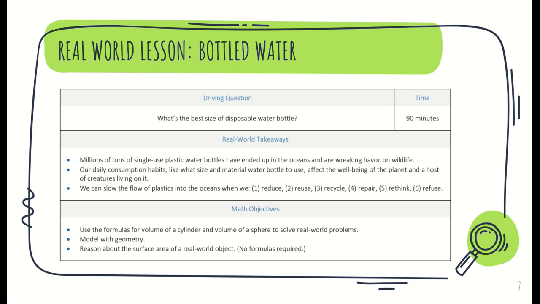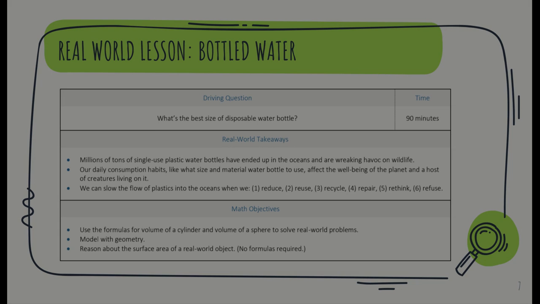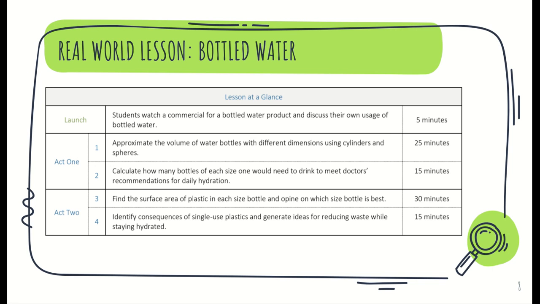We have a second lesson, Bottled Water, and scholars will figure out what's the best size of disposable water bottle. In this lesson, scholars will learn millions of tons of single-use plastic water bottles have ended up in the oceans and are wreaking havoc on wildlife. In this lesson, scholars will approximate the volume of water bottles.